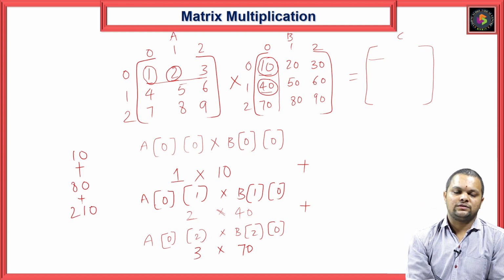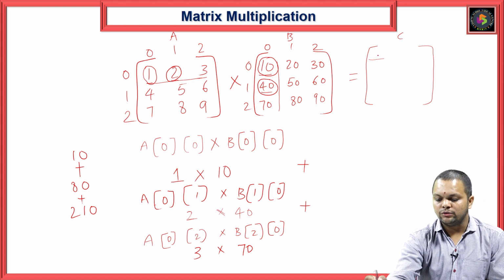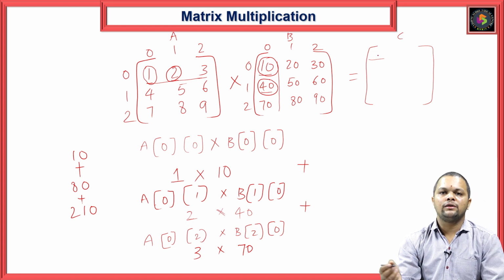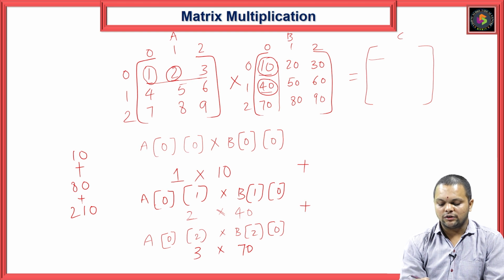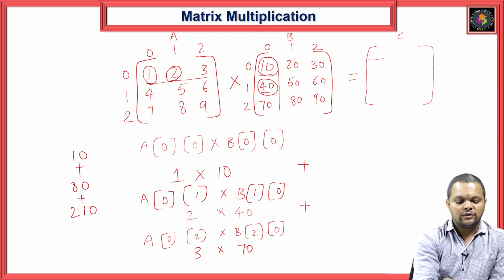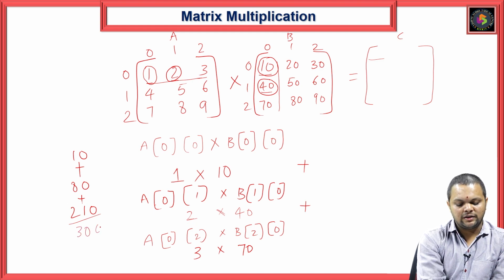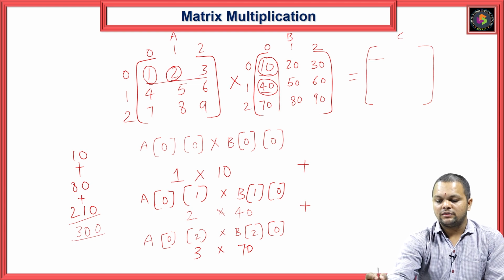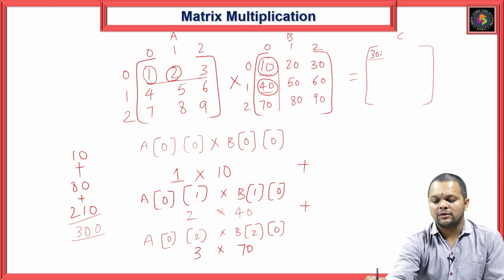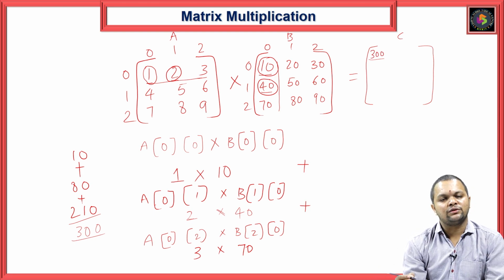So the addition of all this will be given to C of 0, 0. That should be given to C of 0, 0, so that could be the answer for C of only 0, 0. So 10 plus 80 is 90, plus 210. The answer should be 300. So the value of 300 should be given to C of 0, 0. This is just the first iteration.